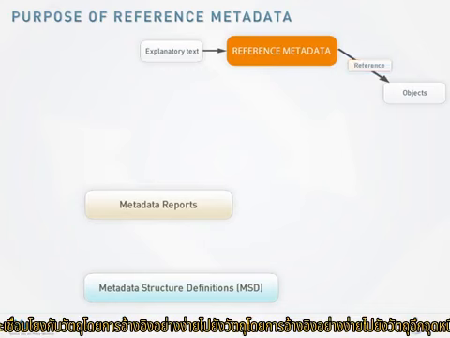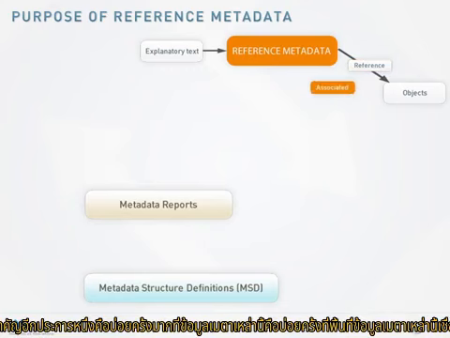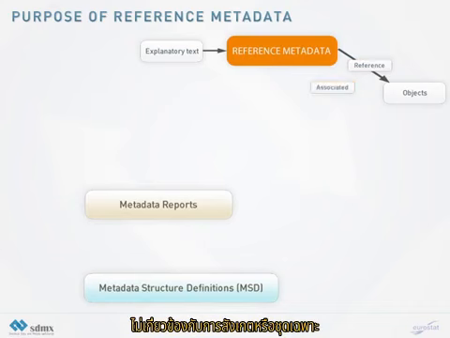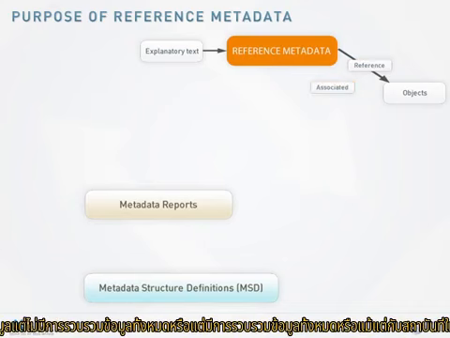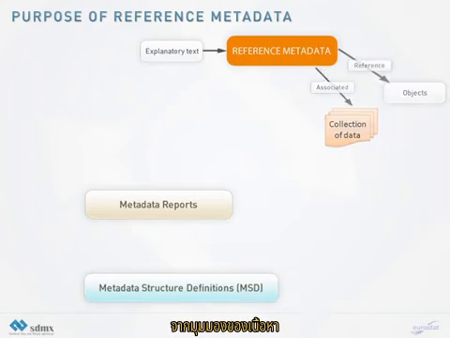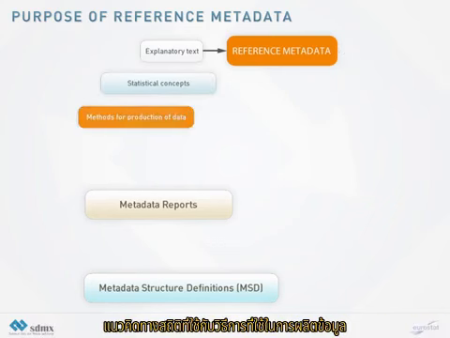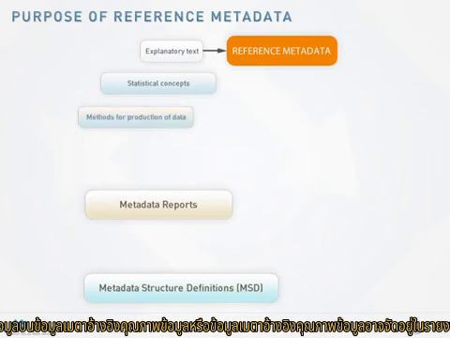Another important point is that very often these metadata are associated not with specific observations or series of data, but with entire collections of data, or even with the institutions providing the data. From a content point of view, reference metadata can provide information on the statistical concepts used, on the methods used for the production of the data, or on data quality.